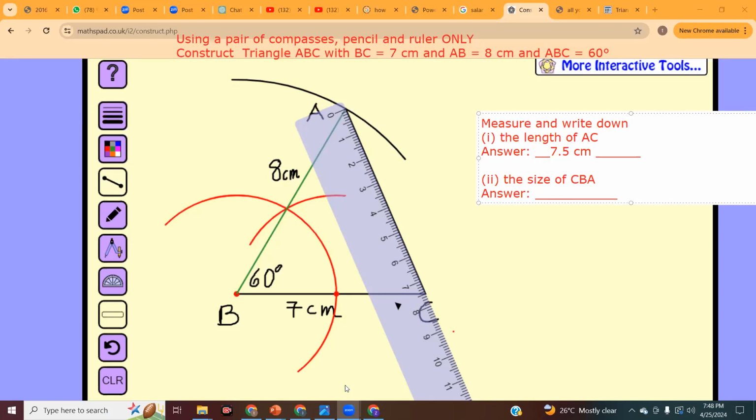Yes, sir. What did you get for the measurement for AC? I got 7.5. 7.5, okay. So we have 7.5 centimeters. Now we want the size of CBA. Why did I put CBA? I meant CAB. I don't want CBA. So it's CAB. That's what I want. So we want the size of CAB. So let's measure that.